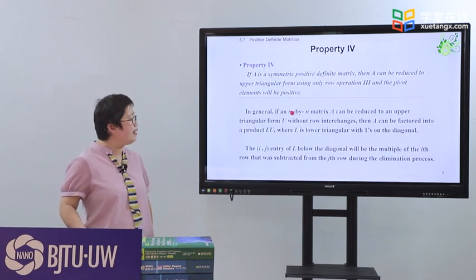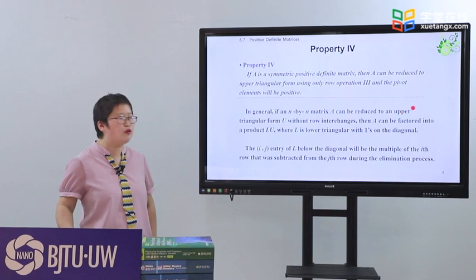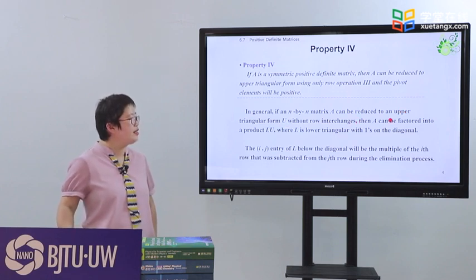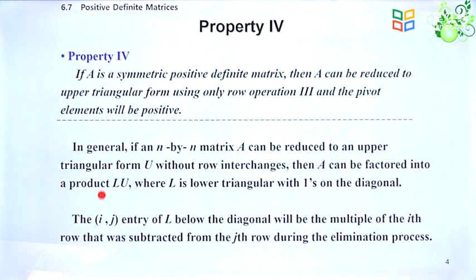In general, if an n by n matrix A can be reduced to an upper triangular form U without row interchanges, then A can be factored into a product L times U, where L is lower triangular with ones on the diagonal. And the ij entry of L below the diagonal will be the multiple of the jth row that was subtracted from the ith row during the elimination process. So consider A now as a symmetric positive definite matrix.